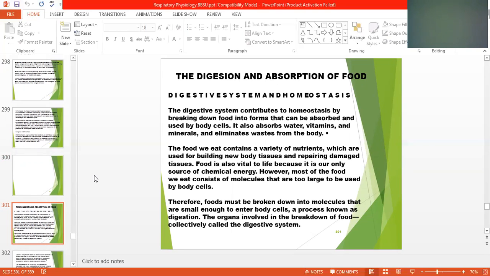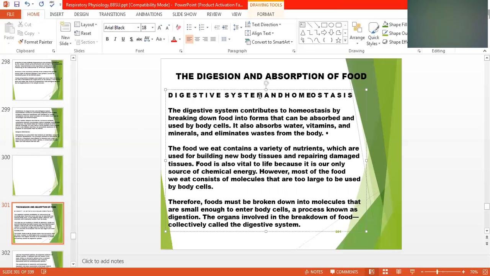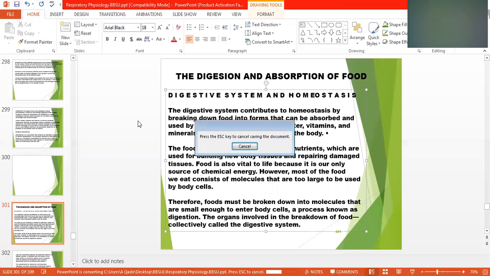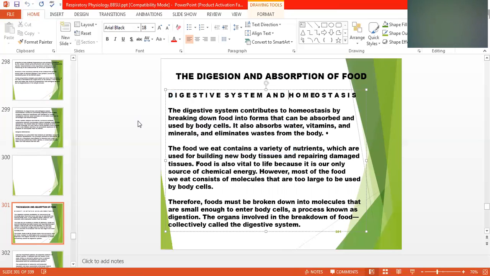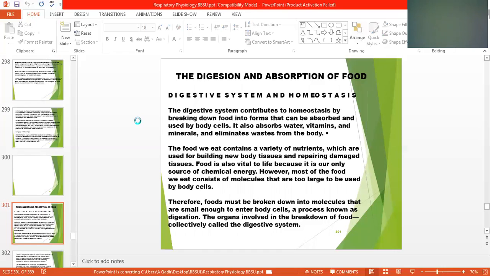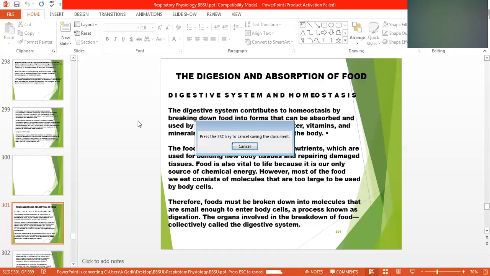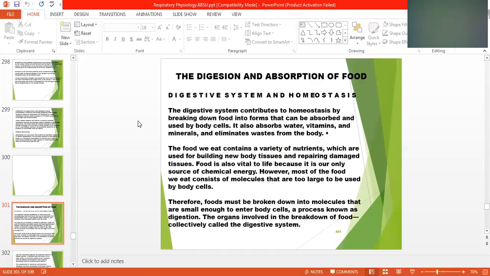Now we discuss the digestion and absorption of food. Digestive system and homeostasis balance. The digestive system contributes to homeostasis by breaking down food into forms that can be absorbed and used by body cells. It also absorbs water, vitamins, and minerals, and eliminates waste from the body.